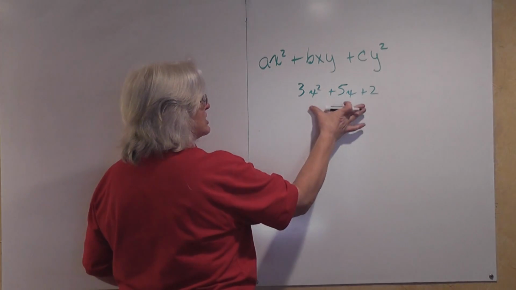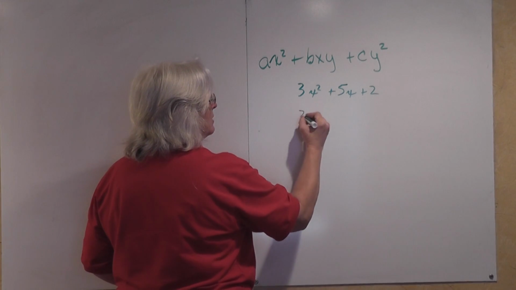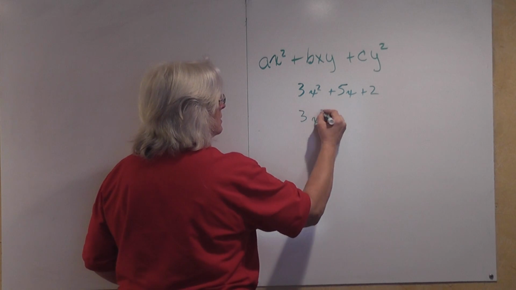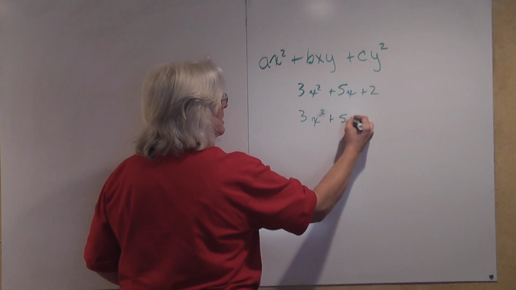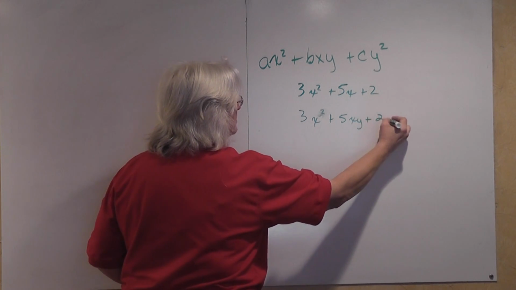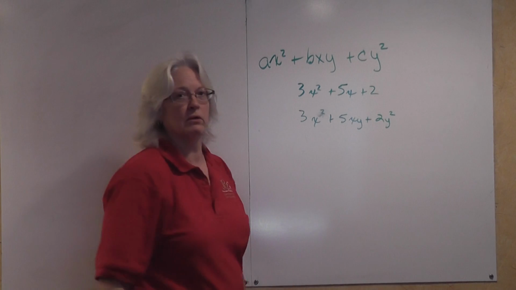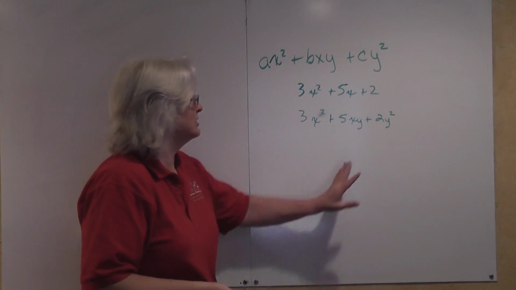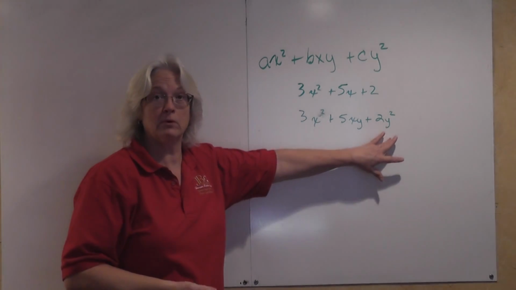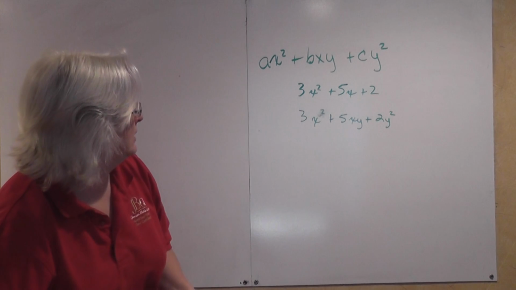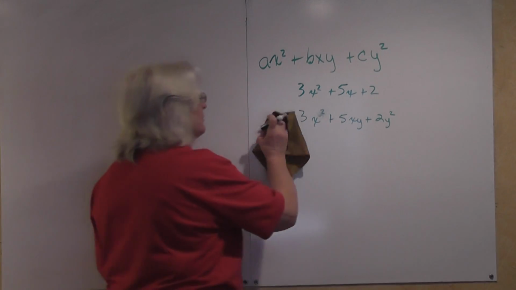Now, instead of it just being one variable, we've added a second variable: 3x squared plus 5xy plus 2y squared. So we just simply have to include the factorization of the second variable. Other than that, it's just pretty much exactly what we were doing in our video for section 9.5.